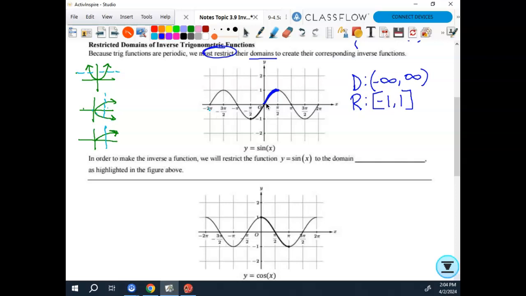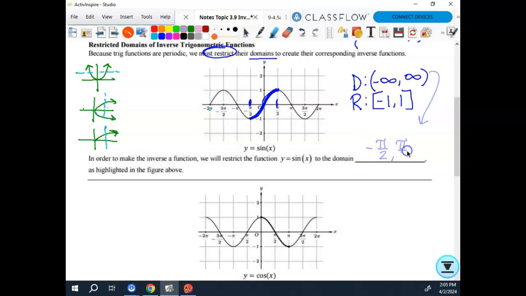All the values between 0 and 1. If I kept going, then I'm going to start repeating them, and that part would not pass the vertical line test, or the horizontal, I mean. But if I go back this way to here, now I have all of the negative sine values and all of the positive sine values. So I want to restrict my domain from here to here. What was negative infinity to infinity, I'm restricting it to negative pi halves to pi halves.